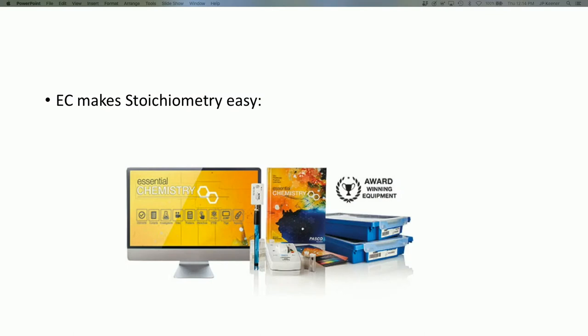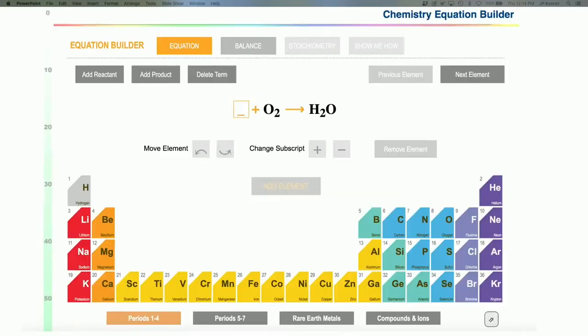Now, that's great, but I've got something that you don't have, Dan, and I know you're not even remotely jealous. Essential chemistry has the ability to make stoichiometry easy. Jealous? I can't even pronounce stoichiometry. And you don't have to because you're a physicist, but we have to because we're chemists, and stoichiometry is a very big part of what we do. So let me show you how we can do stoichiometry.